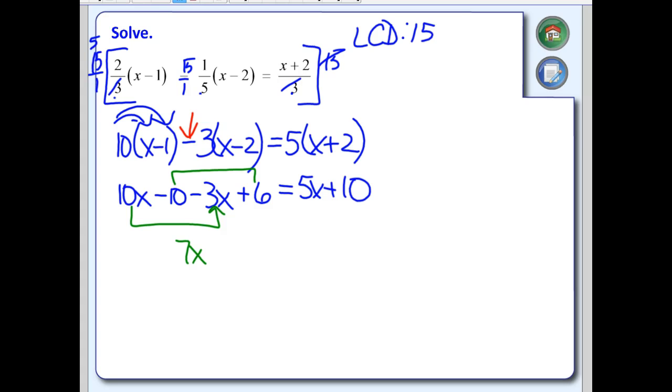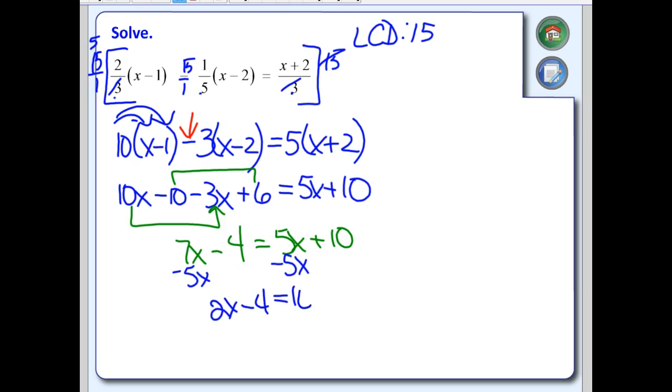So that's going to give me what? Negative 4 equals 5x plus 10. And now here we are. We've got to isolate the variable by inverse operations. So let's put letters in the front. That's what I like to do. So I'm going to go ahead and subtract 5x from both sides. So I've got 2x minus 4 equals 10.